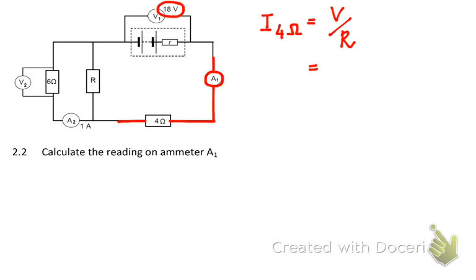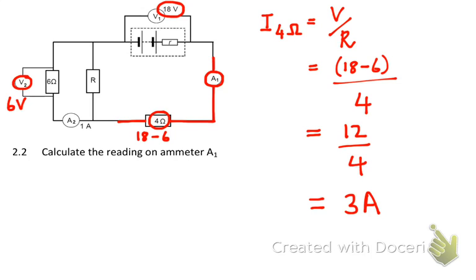Now the total external voltage is 18 volts, that's shown by voltmeter V1. We've just determined that 6 volts is used over the parallel combination, which means that over the 4 ohm resistor we must have 18 minus 6 volts. So let's put that in for V. The resistance of that resistor is 4 ohms. So that gives us 12 over 4, which is 3 amperes. So the total current flowing through the ammeter A1 as well as the 4 ohm resistor is 3 amperes.